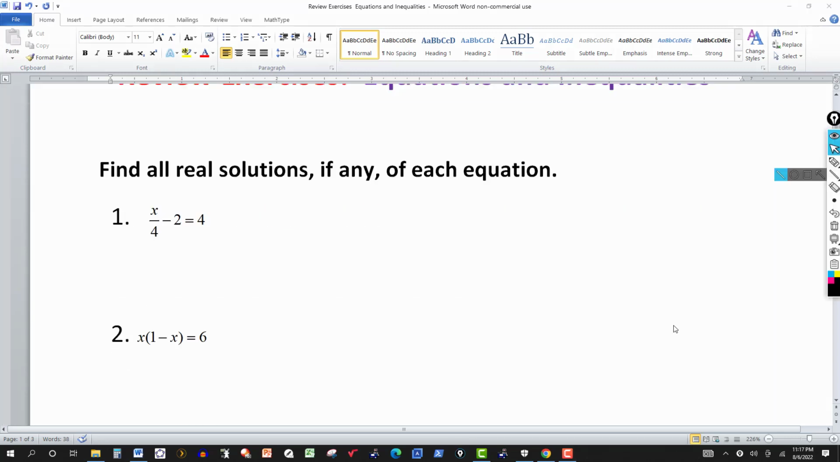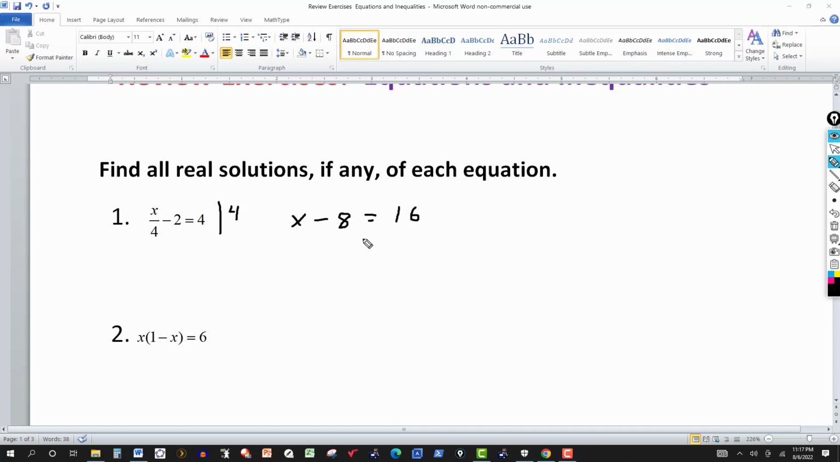So let's look at the first problem here. This is a first degree or linear equation. So if we have any real solution, this one states find all real solutions, if any, of each equation. One of the first things you want to do if you have a fractional equation is to clear it of fractions. So I'm going to multiply both sides by 4. So 4 times x over 4 will cancel the 4, and give me an x for the first term. And then 4 times the minus 2 will give me the minus 8 here. 4 times 4 is 16.